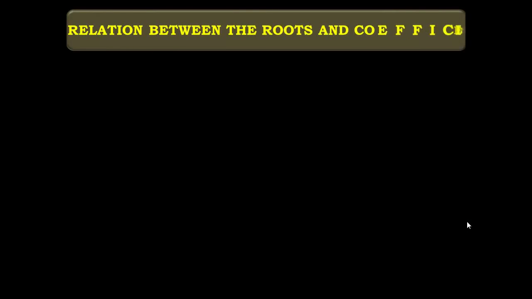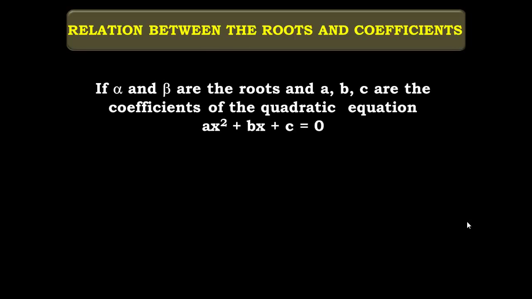Relation between the roots and coefficients of a quadratic equation. Now see student, we have to learn the relation between the roots and coefficients of a quadratic equation. If alpha and beta are the roots of a quadratic equation and a, b, c are the coefficients of the equation ax square plus bx plus c is equal to 0. Remember, alpha and beta are the two roots and a, b, c are the coefficients.